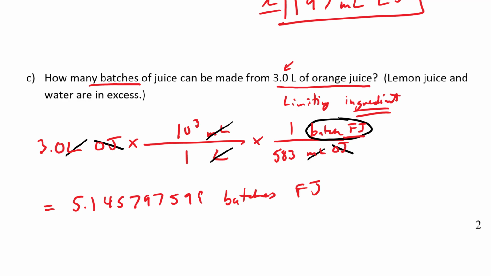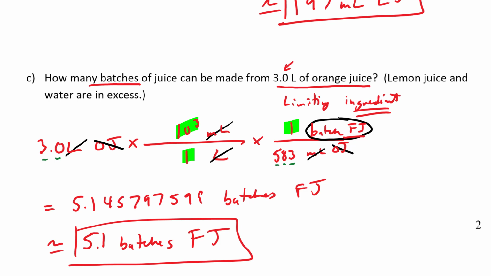Significant digits now. Exact number, exact number, exact number. Here I have 3 digits. Here I have 2 digits. So I'd round this off to 2 significant digits. 5.1 batches of fruit juice.